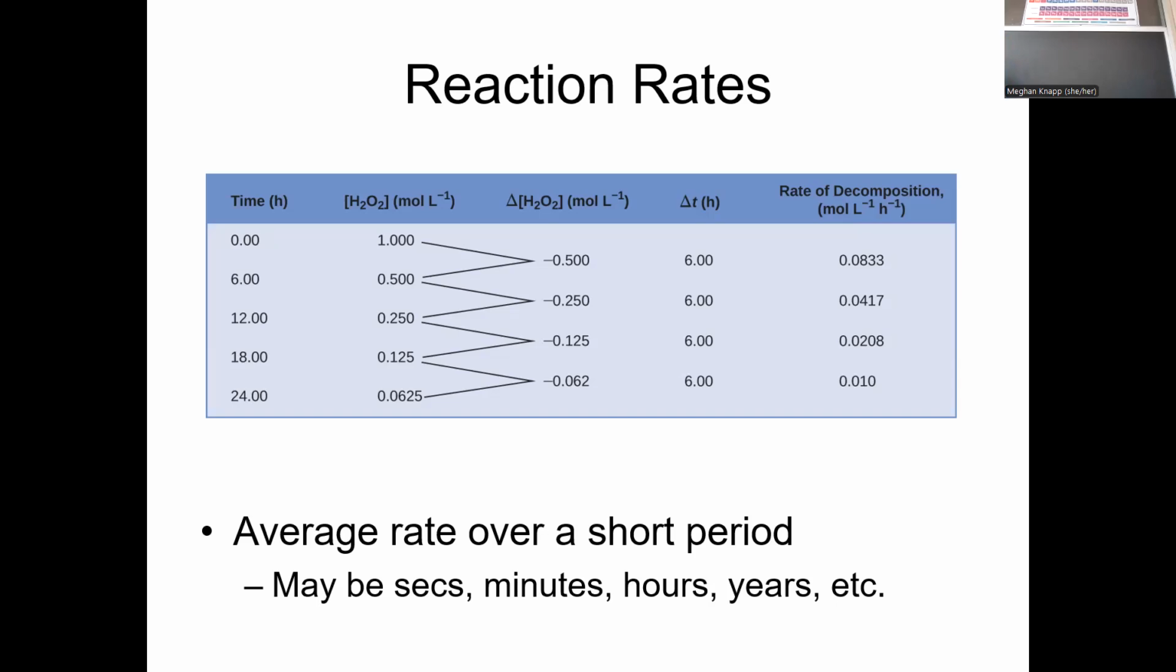So we are looking at the average over a short period. So it's helpful not to do the entire reaction as your quote unquote short period, unless you just have a super fast reaction. But this might be seconds, it might be minutes, hours, years, depending on what you are looking at. So if we were looking at the rusting of a nail, we wouldn't find a lot of change between 6 in the morning and noon. We might have to come in and measure the change from today versus a month from now, and do it once a month and see how much is rusted.